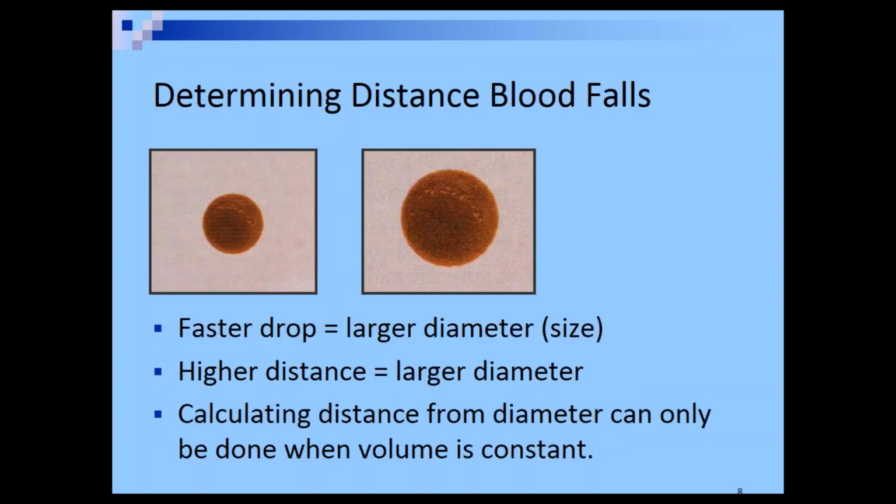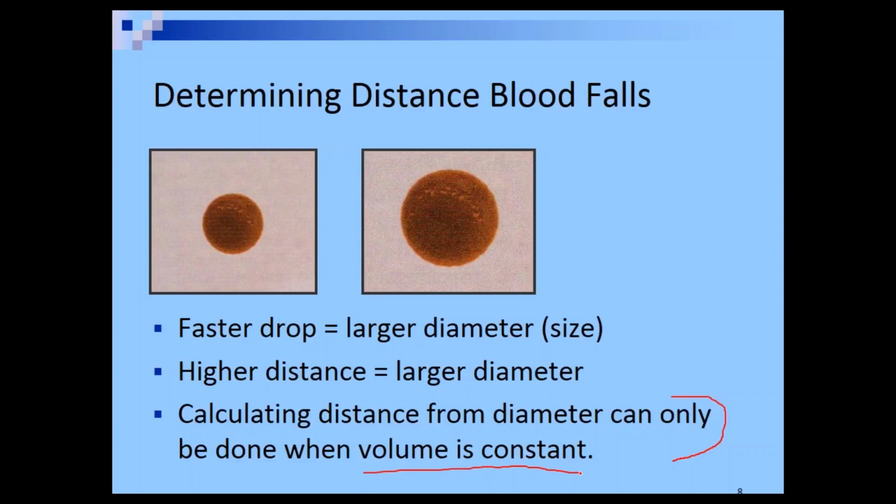you can only look at a blood drop and determine what distance it fell from if you knew the total volume of the blood to begin with. And this becomes the reason why this type of determining distance blood falls analysis is not possible. All right, because the volume of blood drops is not constant. In fact, it's highly variable.